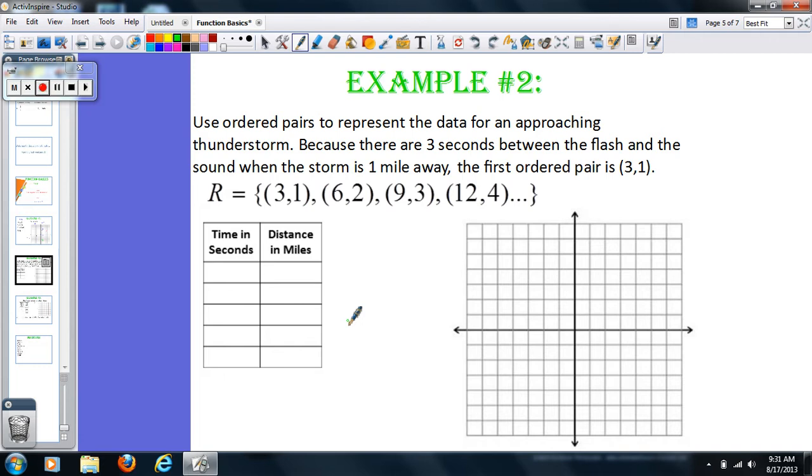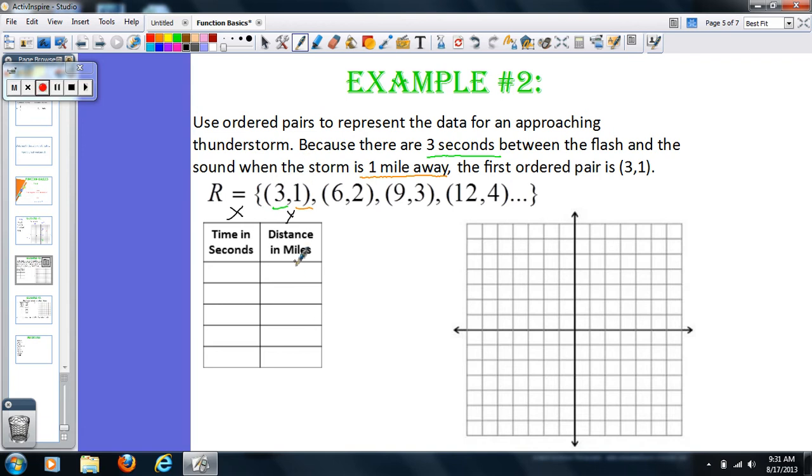Alright, so based on the information I'm given, the 3 is going to represent the seconds. Okay, so we've got 3 is the seconds, and the 1 represents how far away the storm is. Okay, so my X value is the total time in seconds. The distance in miles away is going to be your Y. Because if I look at the coordinate, X always comes first, alphabetical order, X, then Y.